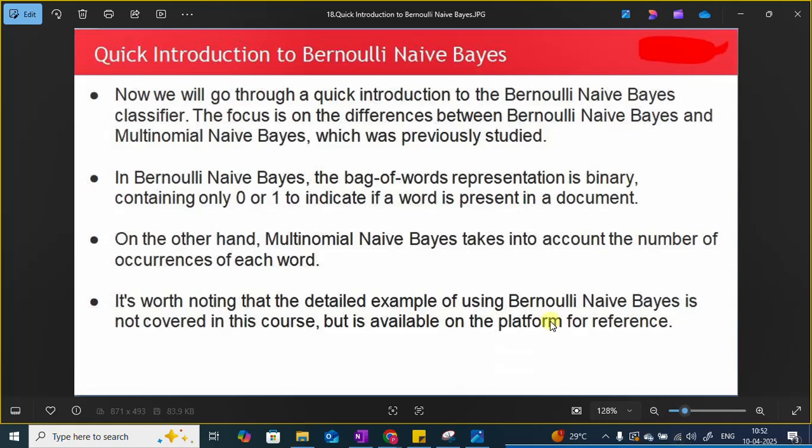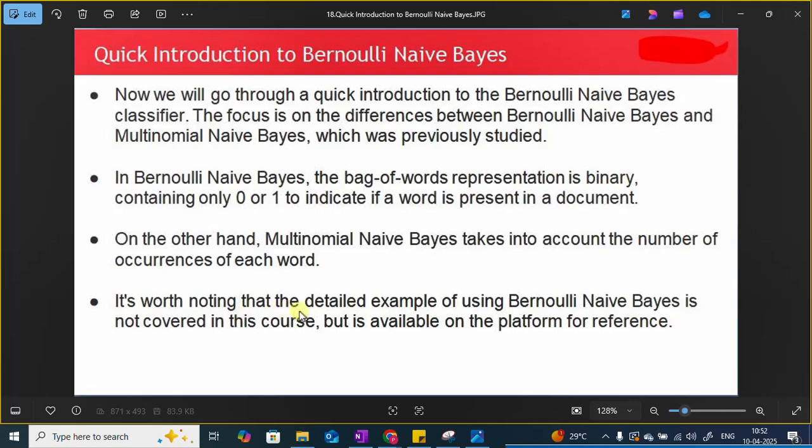Quick introduction to Bernoulli Naive Bayes. Generally, guys, in short, I'm just telling: Bernoulli Naive Bayes we use basically for a binary format, where generally two outputs, 0 or 1, will come. I'll tell you the big difference from the other one, multinomial Naive Bayes, which is also present. There are two things: one is Bernoulli Naive Bayes, one is multinomial Naive Bayes. There is a very clear-cut difference, which I'll explain within just 2 minutes.